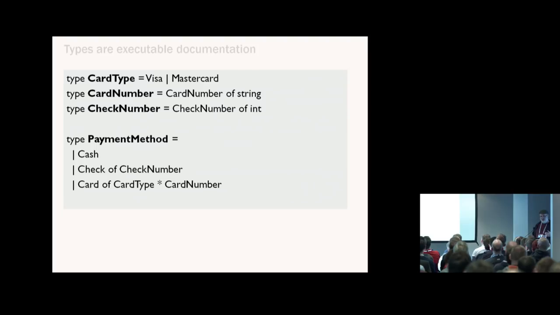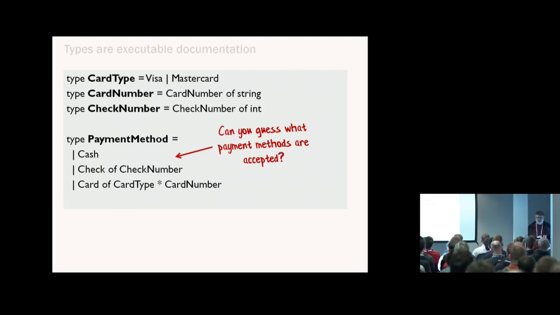Here's the one we just looked at, payment method. If I come to you and I'm just trying to maintain your code, or let's say you're trying to maintain my code, can you guess what all the different payment methods are? If you've got code to maintain and someone says, what different payment methods do we take? Well, if you have the OO thing, you might have to look in five different files. In this one, they're literally on the same page, in the same four lines, right next to each other. So from a documentation point of view, this is very, very nice.